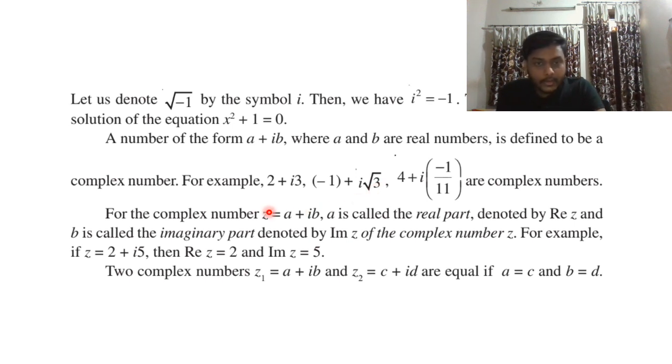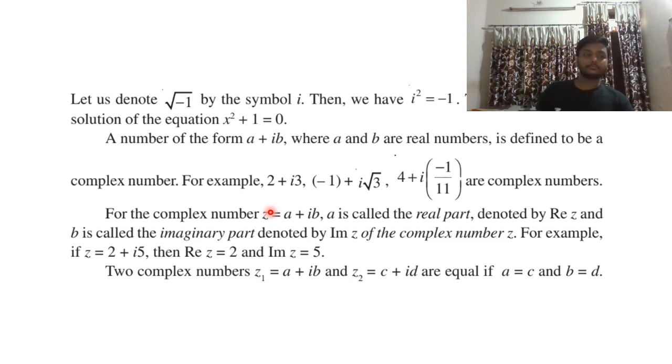Taking this discussion forward, let's talk about complex numbers. I told you that the standard form of a complex number is a plus iota b. Here a is a real number and b is also a real number, but this iota is the imaginary number. Any number of the form a plus iota b, where a and b are both real numbers, is defined as a complex number.